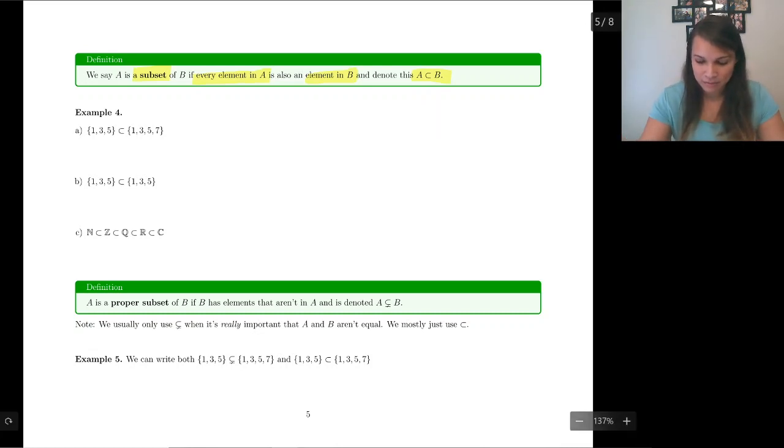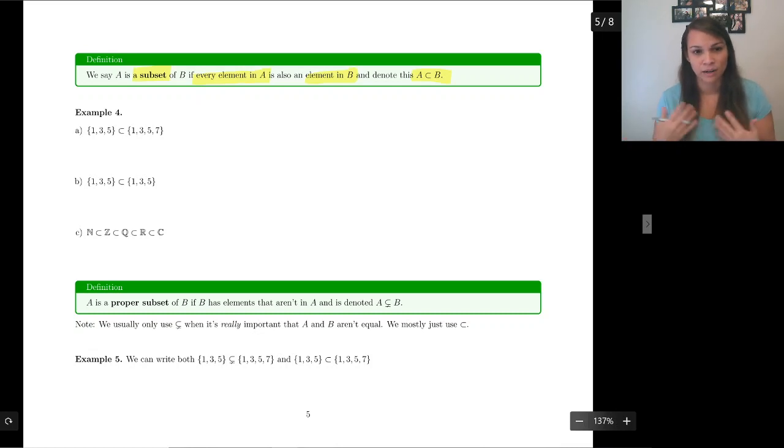Some examples of subsets would be, remember this set from earlier, {1, 3, 5} was not equal to {1, 3, 5, 7}, but it is a subset because all of the elements over here are elements over here. And then the next set we have is {1, 3, 5} is a subset of itself, because all of the elements here are indeed elements here. It doesn't matter that they're equal. The important part is everything over on the left is also included on the right.